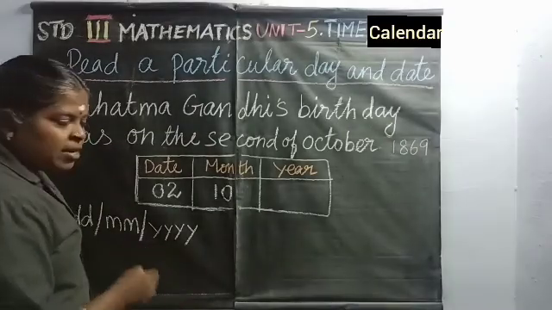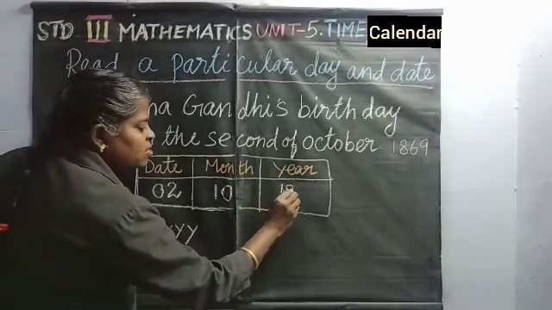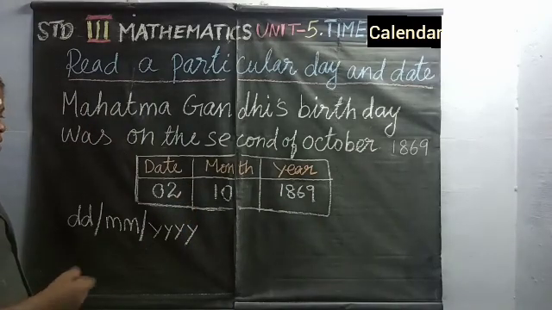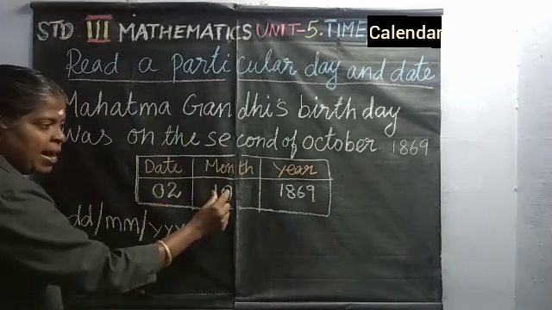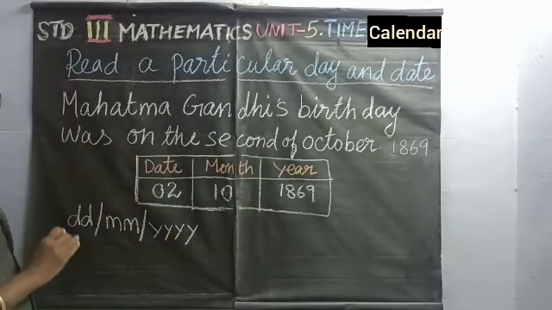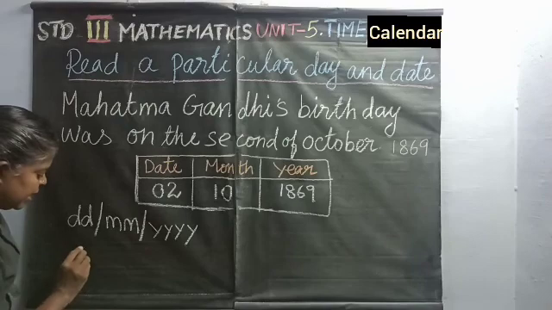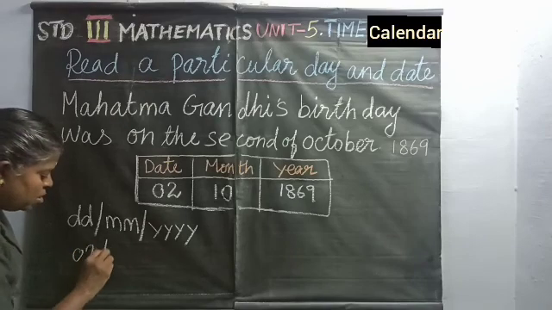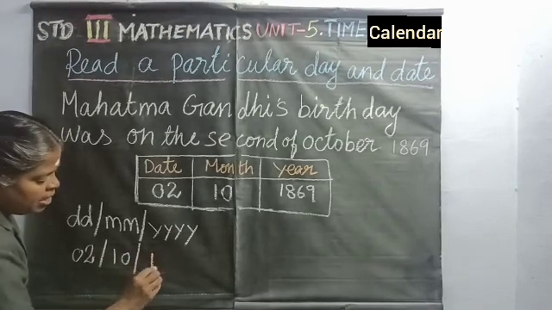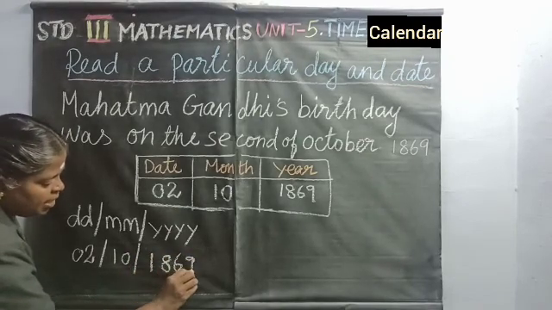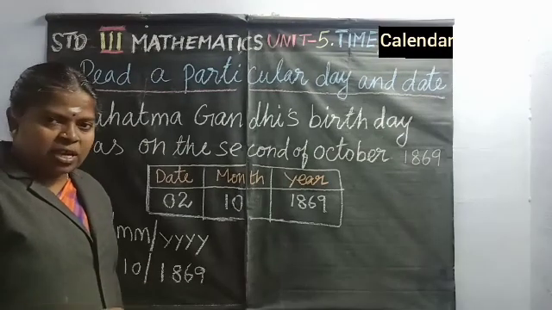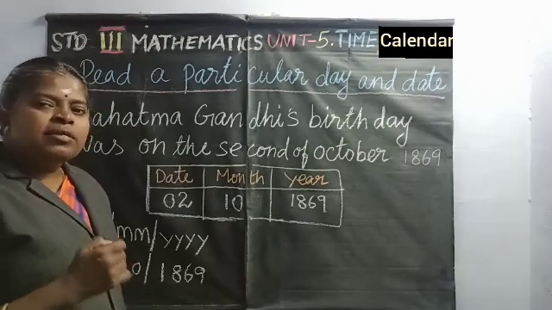So which year are they given? 1869. So we can write the format: date, month, year. Mahatma Gandhi's birthday was on 2nd October, the 10th month, 1869.